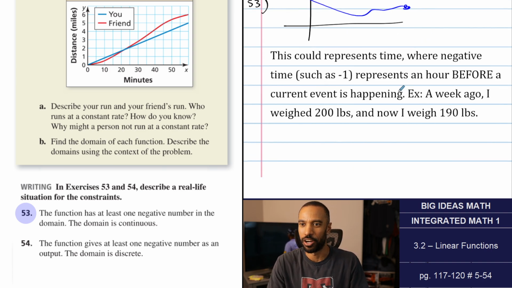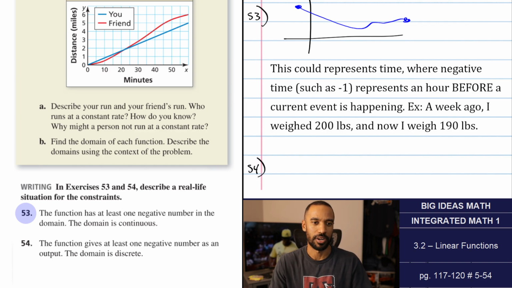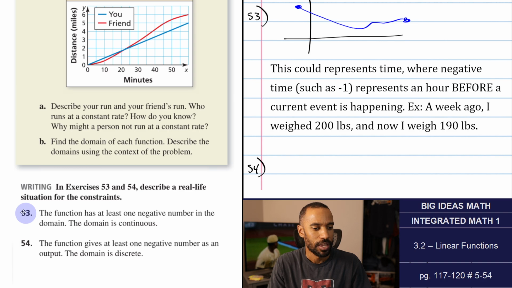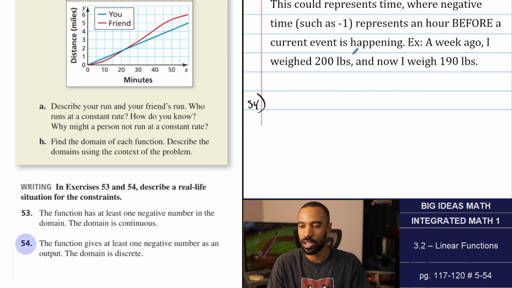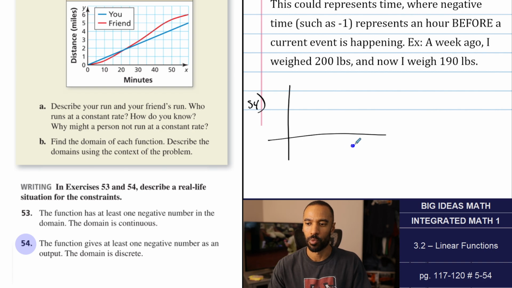I don't like that we're ending on open-ended questions such as these. Number 54, I want challenge, but not thought-provoking. I'm really bad at this. The function gives at least one negative number as an output. The domain is discrete. So in this case here, we're talking about an output somewhere in the negatives, right?